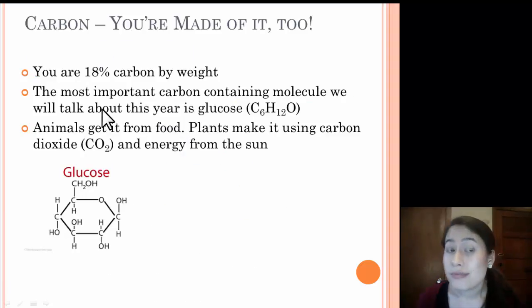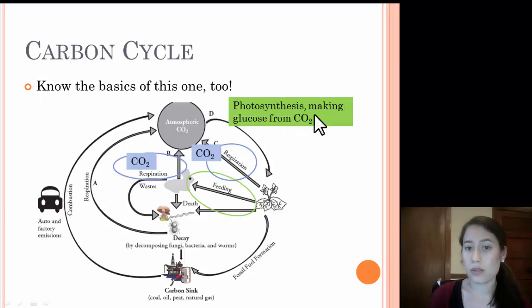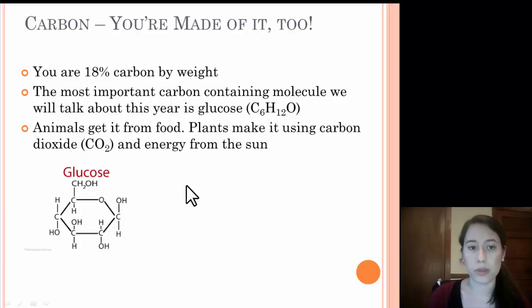You're made of carbon too. You're 18% carbon by weight. And like I said, the most important molecule that we'll talk about with carbon is glucose. So we get it from the food that we eat. Plants make it using carbon dioxide and energy from the sun. So right here, plants, animals with the glucose.